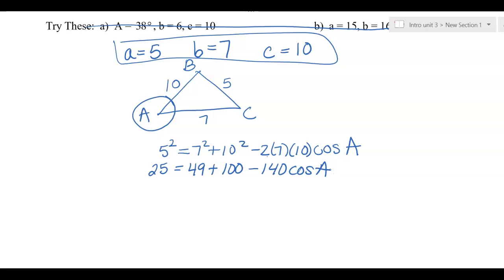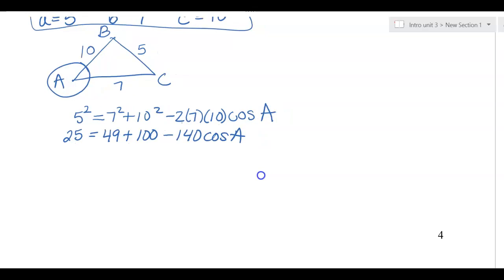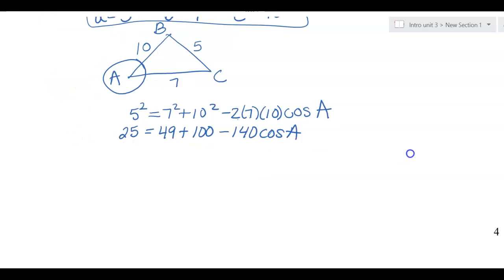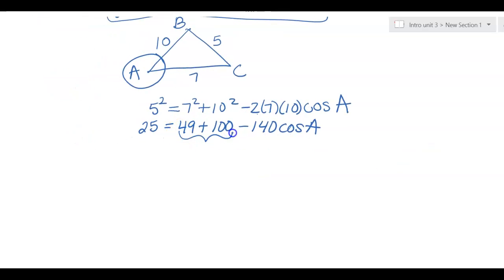Look here. Most people are good about getting here. And then here's what they do wrong. They know they want to move stuff to the other side to get A alone. And so they do like 49 plus 100 minus 140. Okay. Here's what I need you guys to recognize about that. That's not okay. Here, we'll even combine together the 100 and the 49, okay? That makes 149.